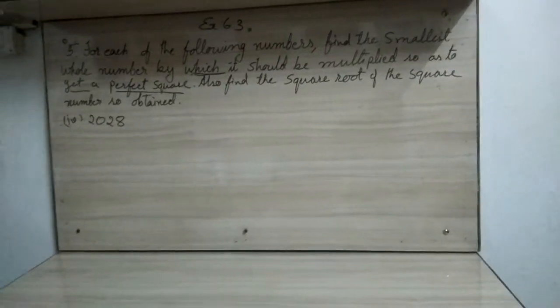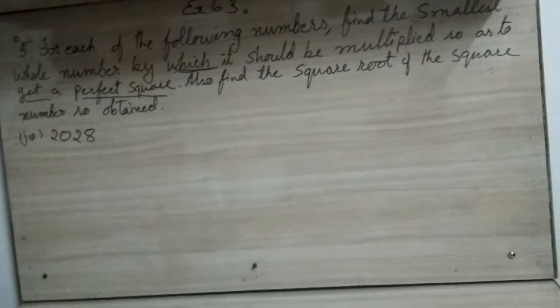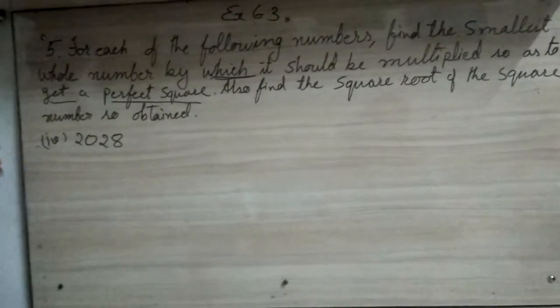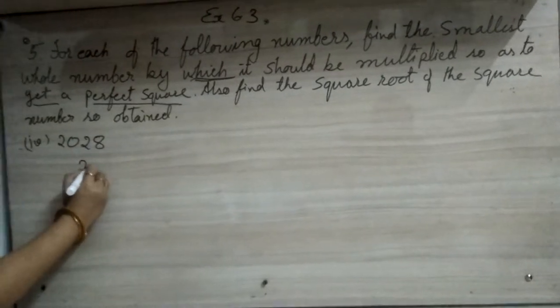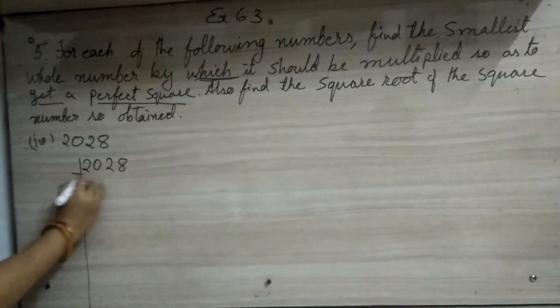See here in this question again, 2028. Again, it is not a perfect square. We have to find the number which should be multiplied. तो to find that हम सबसे पहले इसका निकालेंगे. We will find prime factorization.